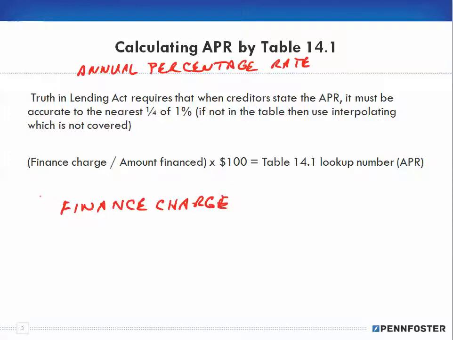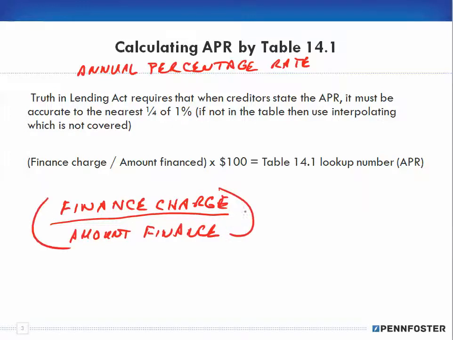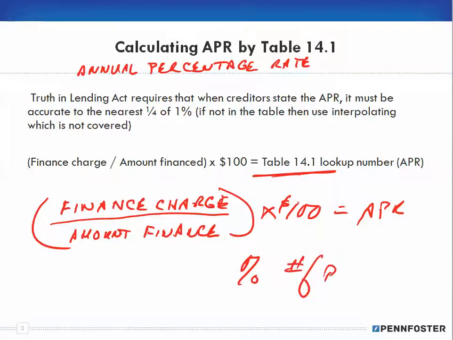So what I have to do is calculate that finance charge, and then I'm going to divide it by the amount financed, and whatever I get for that amount, I'm going to multiply it by $100 in order to get my APR. But like I said, it's a lot easier just to look up the percentage and the number of payments on the table in order to get the APR.